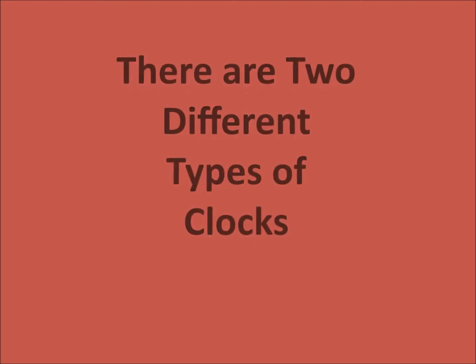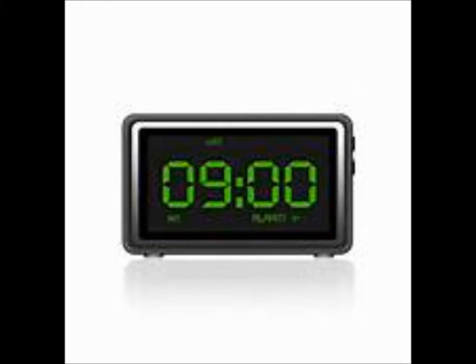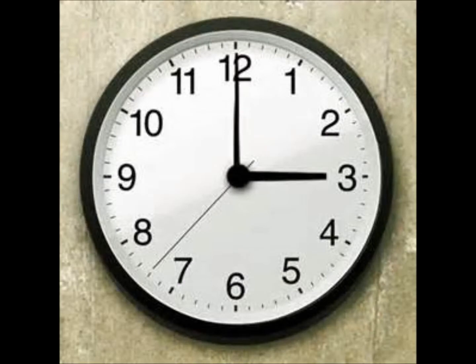There are two different types of clocks. First you see our digital clock, and next you are going to be seeing our analog clock. Both of these clocks tell us what time it is. We're going to learn the difference today.